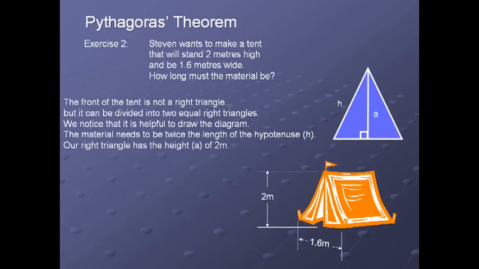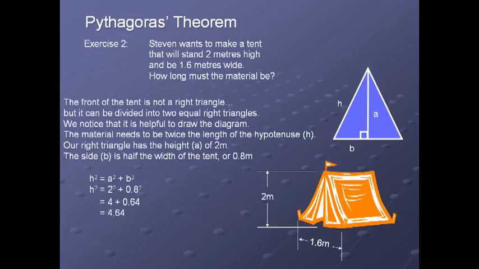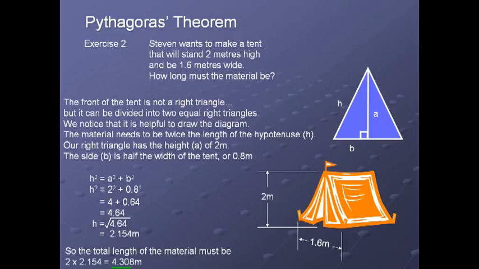Our right triangle has the height A of 2 metres. The side B is half the width of the tent, or 0.8 metres. h squared equals a squared plus b squared equals 2 squared plus 0.8 squared equals 4 plus 0.64 equals 4.64. So h equals the square root of 4.64 equals 2.154 metres. So the total length of the material must be twice 2.154 equals 4.308 metres.